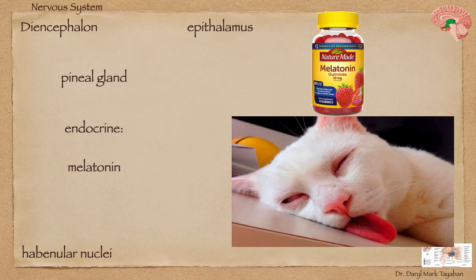So the first one is the pineal gland. It is a part of the endocrine system because it secretes the hormone melatonin. Melatonin is a hormone responsible for sleep induction. It induces sleep because they noticed that during bedtime it's elevated, or if the person drinks melatonin, the person tends to become sleepy.